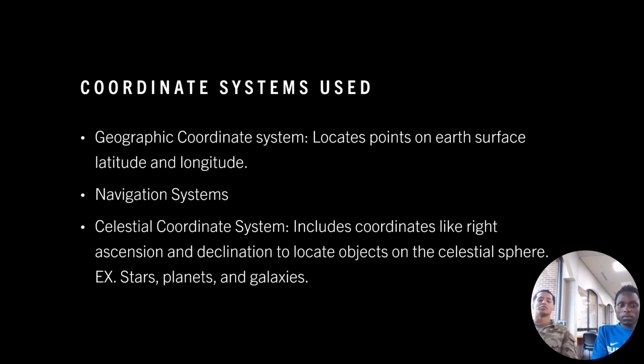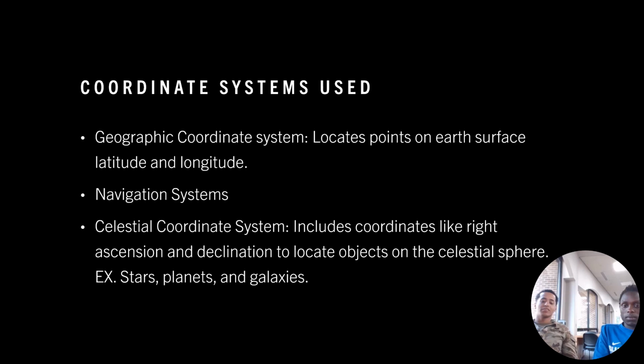Alrighty, now I'm going to go over some coordinate systems used. You may ask, when do I use this? So we use geographic coordinate systems. We use them for locating points on Earth's surface, latitude and longitude. We use this with our GPS navigation systems.